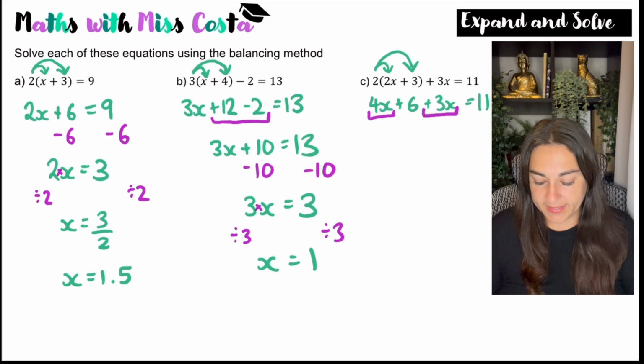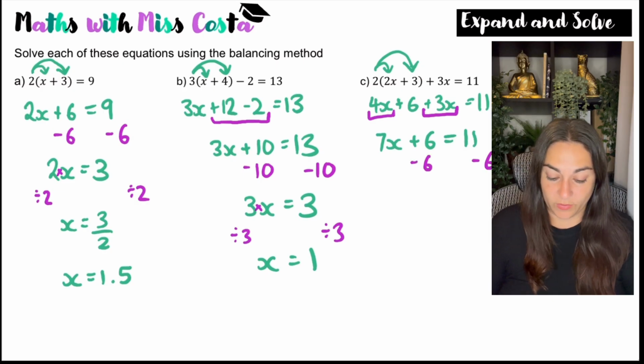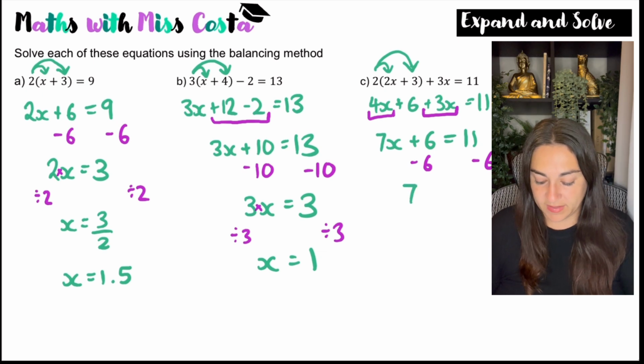We've got 4x plus 3x is going to become 7x. So I'll be left with 7x plus 6 equals 11. I'm going to subtract 6 because I want to get rid of it, eliminate it, move it to the other side. So I'm going to be left with 7x equals 11 take away 6 is 5.